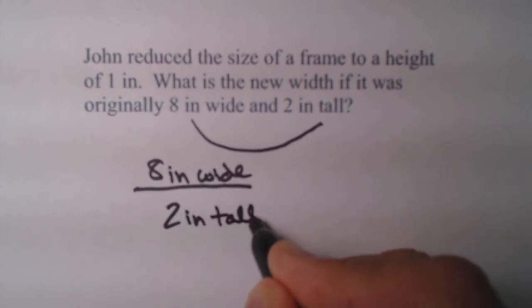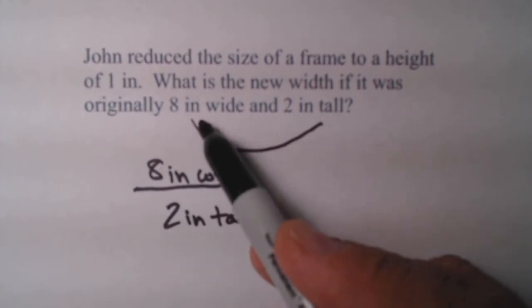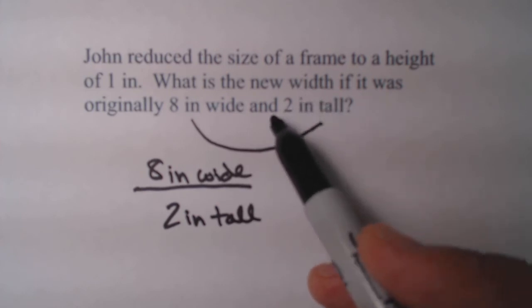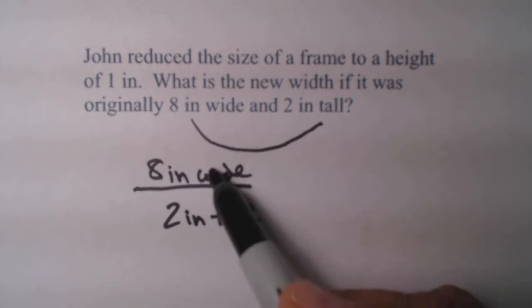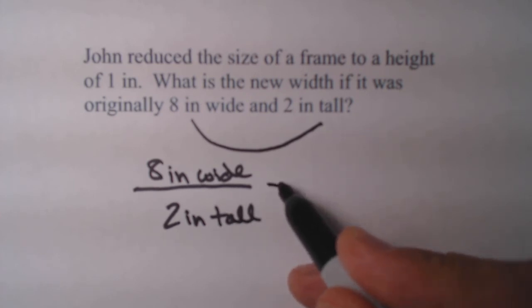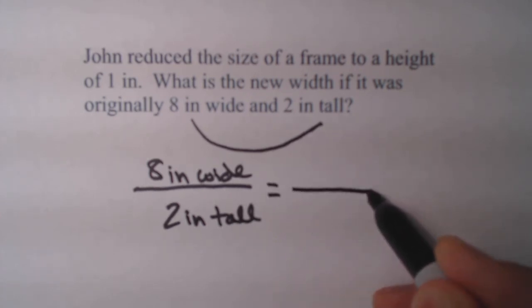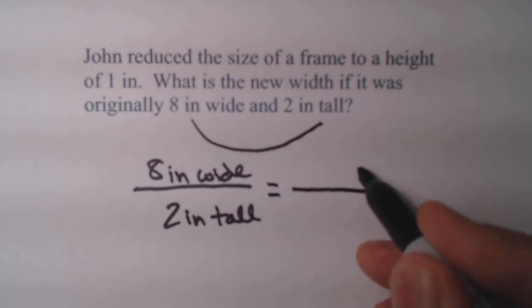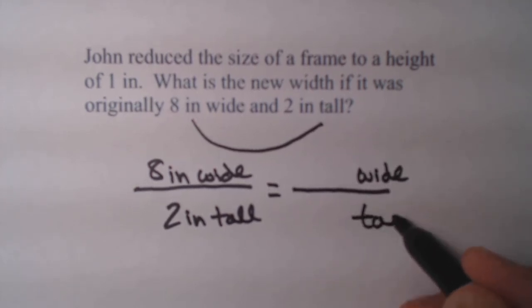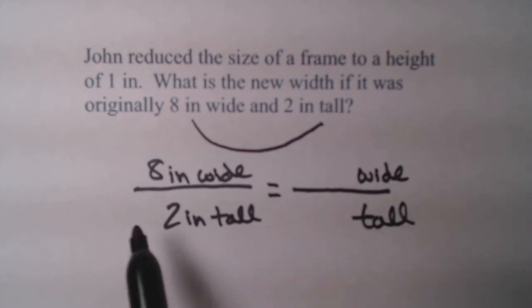Okay, now remember, here's what you do. You simply take two things you know that have to do with the same thing, the original frame, 8 inches wide, 2 inches tall. Make a beginning fraction out of this. You could put either guy on top, either guy on the bottom, but once you decide in that first fraction, then you've got to make sure that you put the wide guy on top here and the tall guy on the bottom on the second fraction.